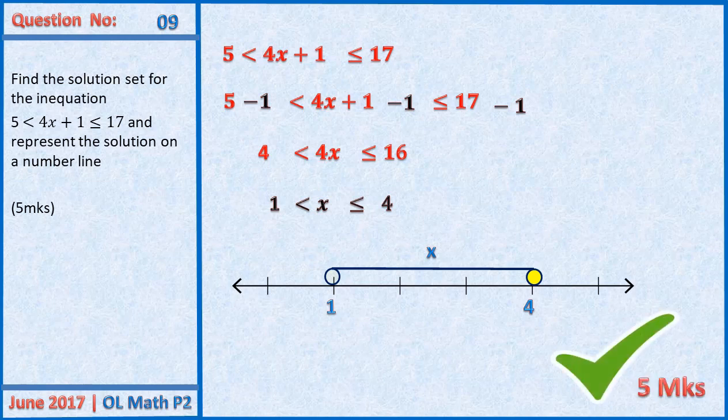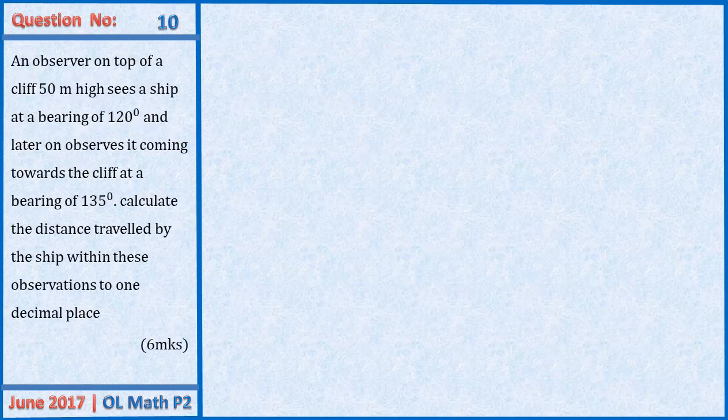Question 10. An observer on top of a cliff 50 meters high sees a ship at a bearing of 120 degrees and later on observes it coming towards the cliff at a bearing of 135 degrees. Calculate the distance traveled by the ship within these observations to 1 decimal place. This is a 3-star question.